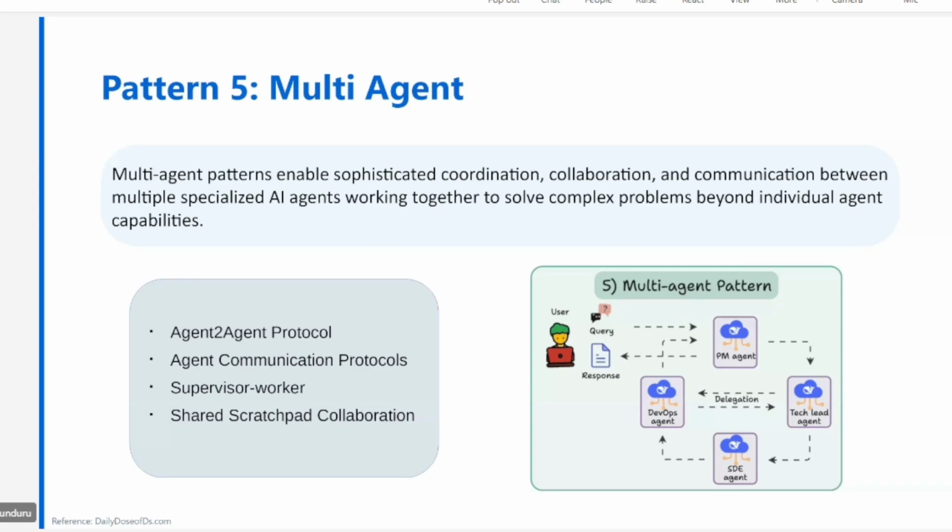So it could be agent to agent protocol. It could be agent communication protocol. These are different protocols. These are the different standards. So in case of the agent to agent protocol, if one agent wants to communicate with another agent, it has to send the request in this particular format, so that the second agent can understand the pattern of how the first agent is communicating.